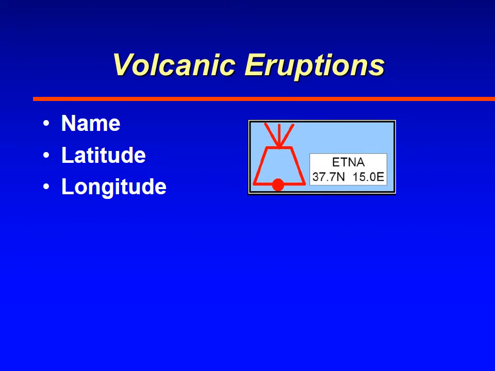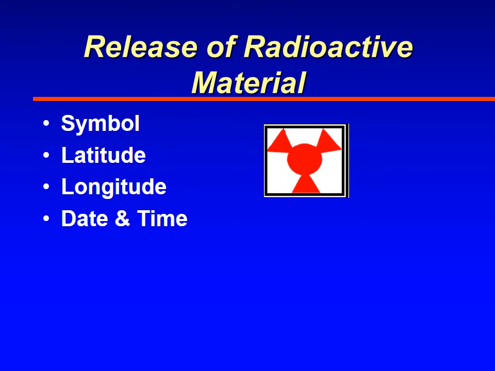They also give you volcanic eruptions. They'll give you the name of the volcano and its latitude and longitude. And then also if they have radiation that is being released into the atmosphere, such as a Chernobyl or a Fukushima, they'll give you the symbol. They'll tell you the latitude and longitude and also the date and time of the release.